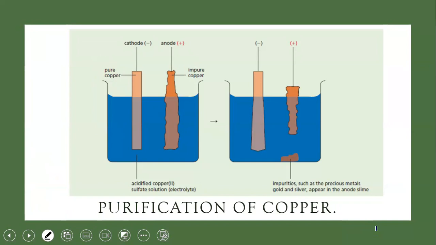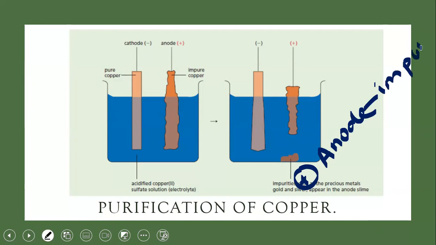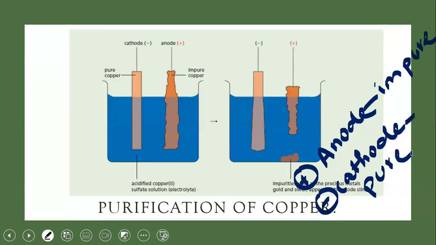First things first, the impure copper, or the impure metal, whatever the impurity is, you will attach it to the positive electrode. The positive electrode is the anode. So who will go to the anode? The impure one. Remember that. And what will I put on the cathode? The pure metal. The pure metal will go to the cathode.